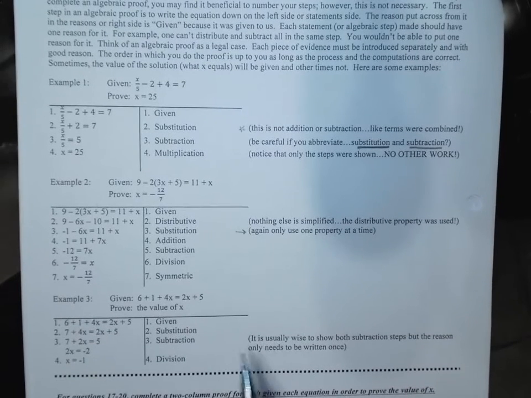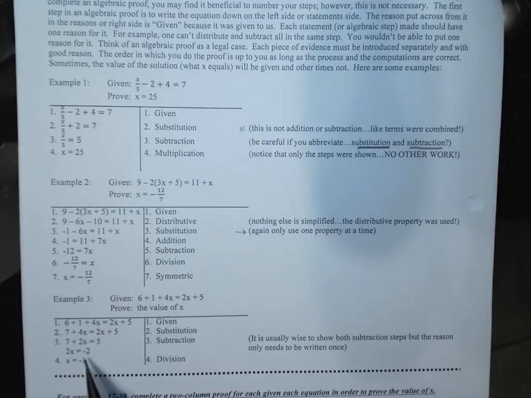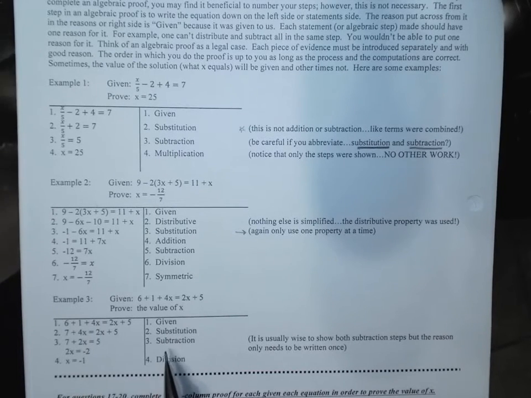Alright, the last example, the note they make to the side says it's usually wise to show both subtraction steps, but the reason only needs to be written once. So they did this in 2 steps, but it was subtraction both times. You could write subtraction twice if you want, but since it's the same, they subtracted 2x from both sides and they subtracted 5 from both sides. They showed those 2 steps individually.